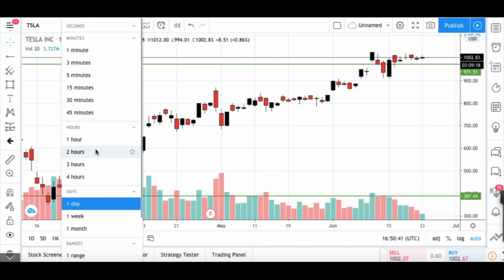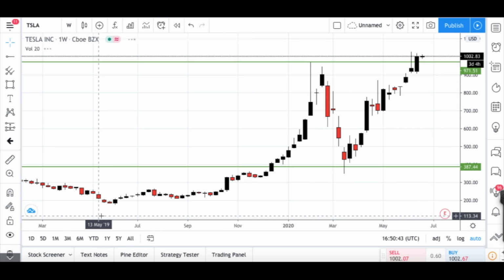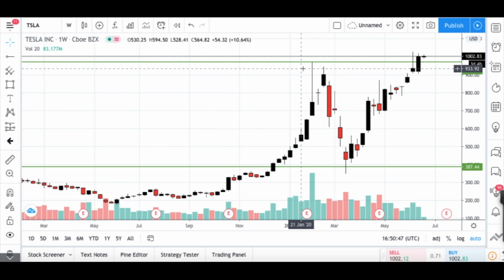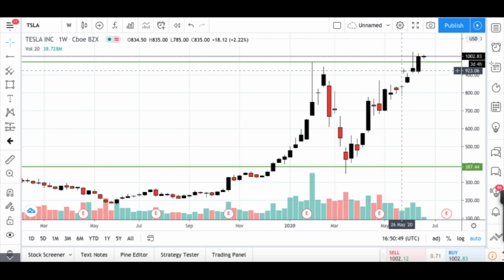All right, so let's move on to the weekly chart on Tesla. This is Tesla. We can see the market was waving, going into upside. We can see that this is a significant area of resistance for Tesla, and this was a $1,000 mark.